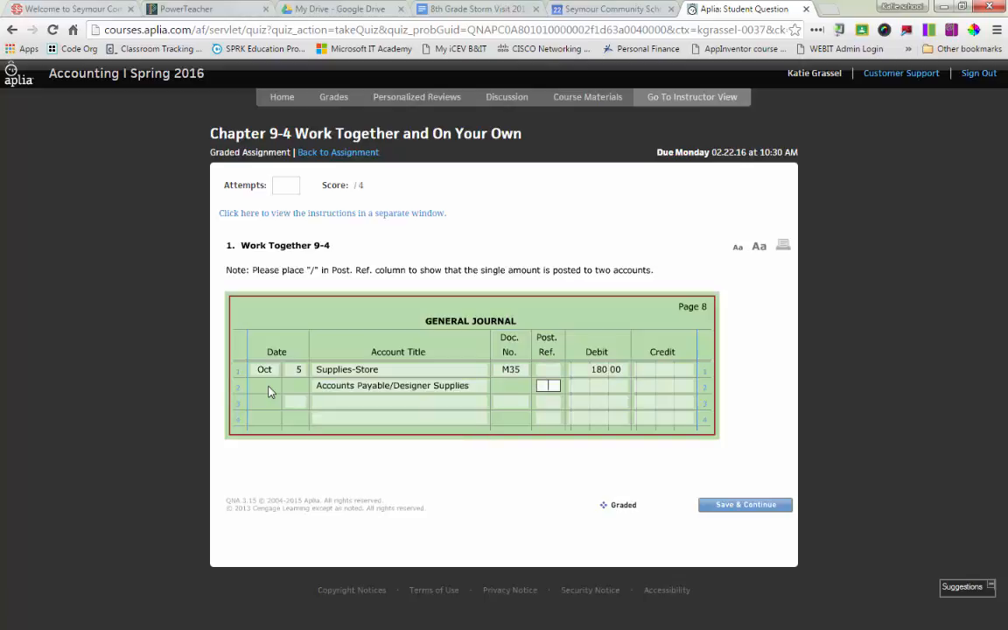Now, my next line has to be accounts payable / Designer Supplies. Two separate accounts. Accounts payable and Designer Supplies. And do you see the slash mark here? If you have a slash mark here, you have to put a slash there, okay? If you don't do that, it will mark the whole line wrong. It even tells you in the directions right here, the note part that everyone skipped. Note, place a slash in the post-reference column to show the single amount is posted in 2 accounts. So that's basically what we're doing. And then we're going to go over to the credit and put in 180.